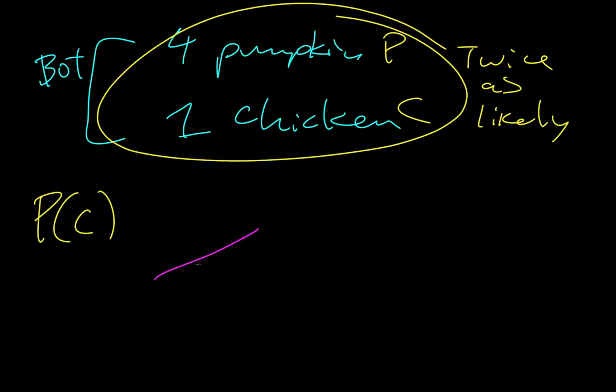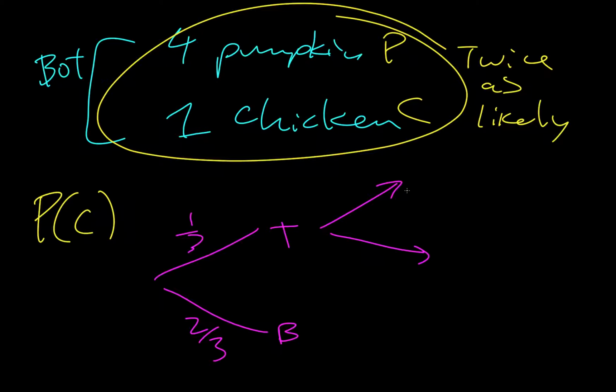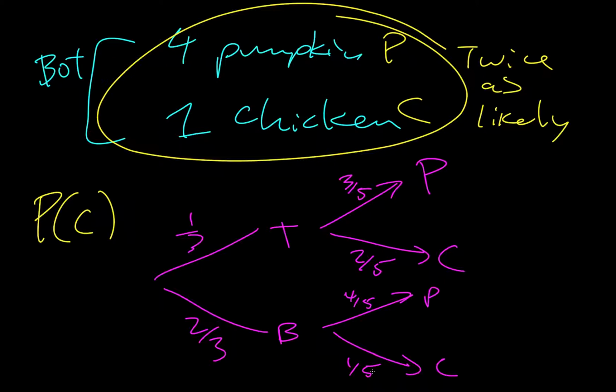Okay, so if we're going to choose a shelf, there's a 1/3 chance we'll go to the top and a 2/3 chance that we'll go to the bottom. And then from there, if we go to pumpkin, we have a 3/5 chance, a 2/5 chance. And then on the bottom shelf, it's a 4/5 to 1/5 chance. Okay. And so if we're trying to find probability of chicken, we just have to follow the 2 paths that can get us there.